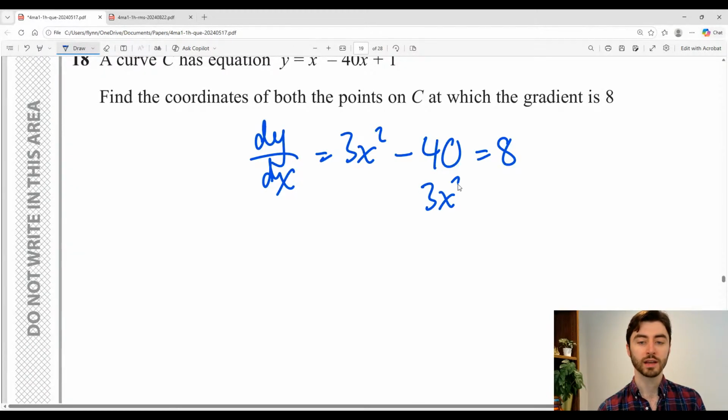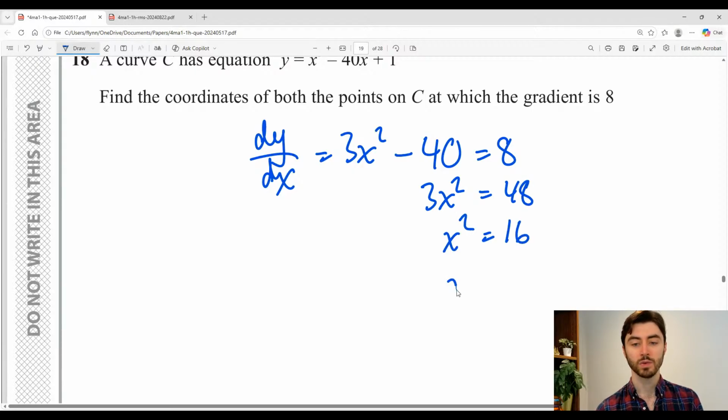So that means that 3x squared is equal to 48. x squared is equal to 16, which means that x is equal to plus minus 4, not just 4, coordinates of both points. So you're looking for more than 1.